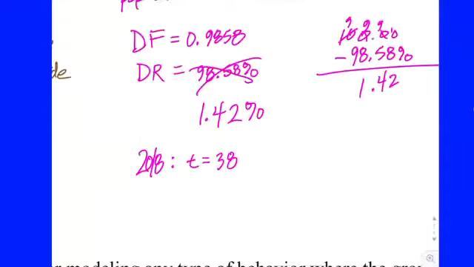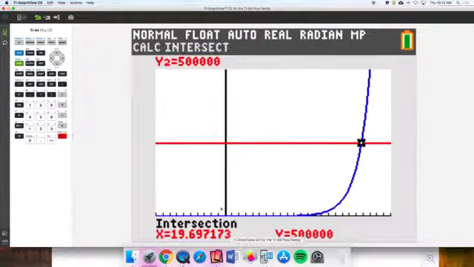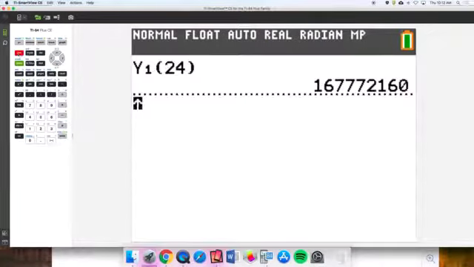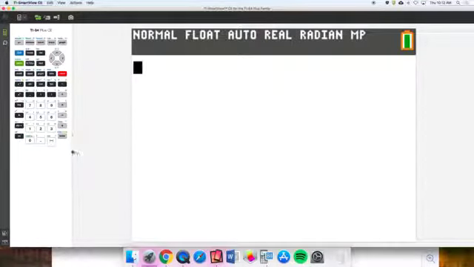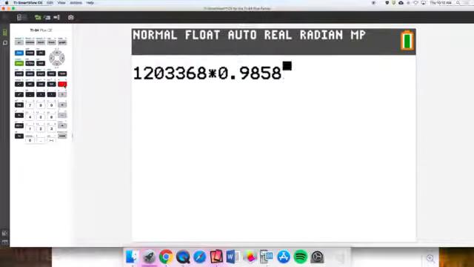Okay, so let's go ahead and say the population at 38 is, and if you have your calculator, feel free to type it in. You can just type it into the home screen because we're only going to do one calculation. I'll do it with y'all. Clear all that. Get to the home screen, clear. Okay, here we go. 1,203,368 times 0.9858 caret to the 38th power.